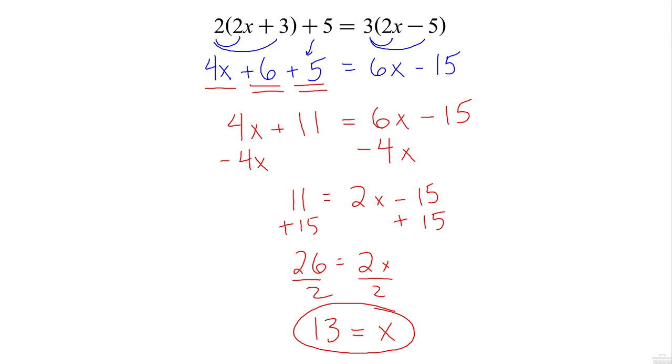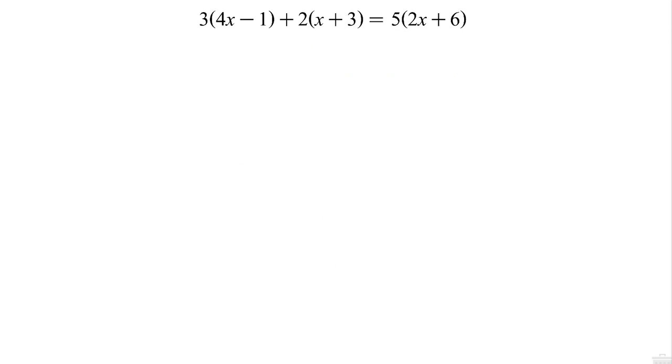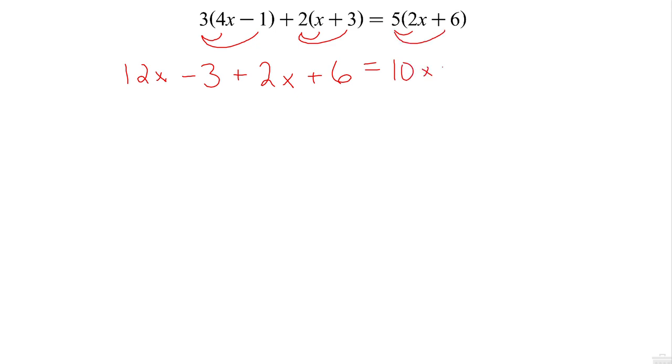And we will do one more. This time we've got multiple things that need to be distributed on the left-hand side. So we'll take care of all of that first. 3 times 4x is 12x. 3 times minus 1 is minus 3. 2 times x is 2x. And 2 times 3 is 6. On the right-hand side, 5 times 2x is 10x. And 5 times the 6 is 30.